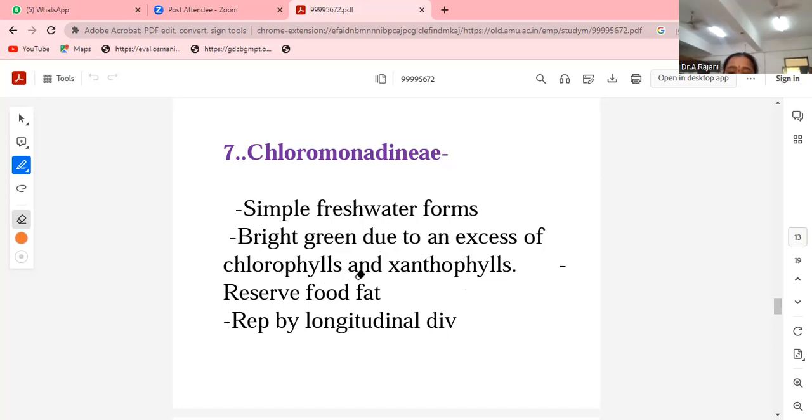The reserve food material is the fats and oils. The reproduction is by longitudinal division. Vaucheria is an example, a very simple class. Only in this one order is there, that is the Chloromonadales order.